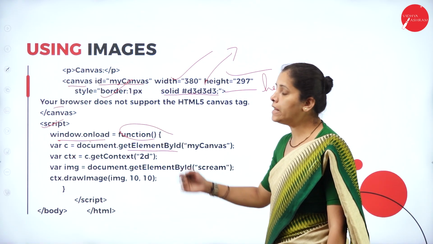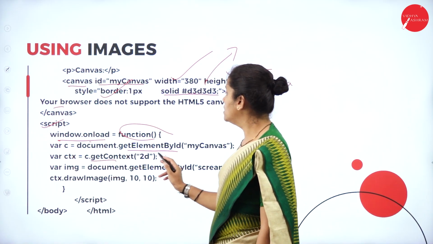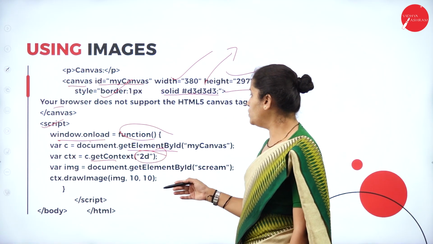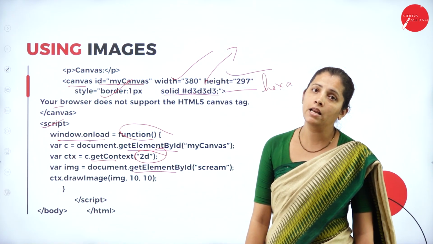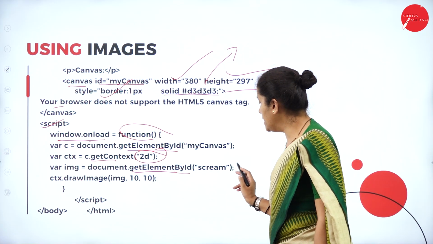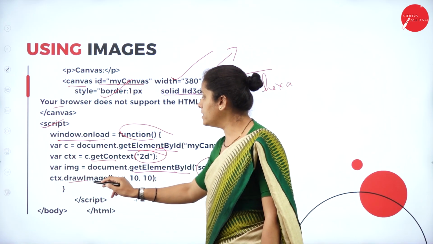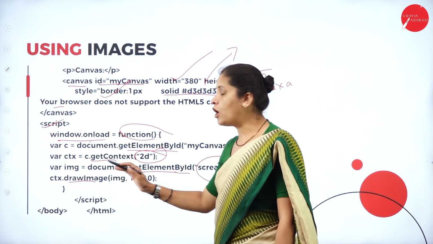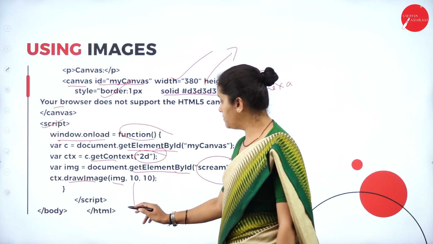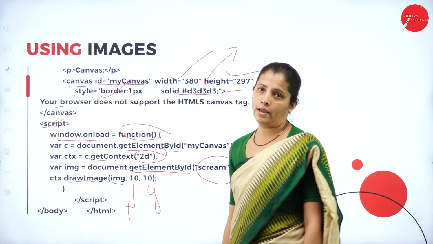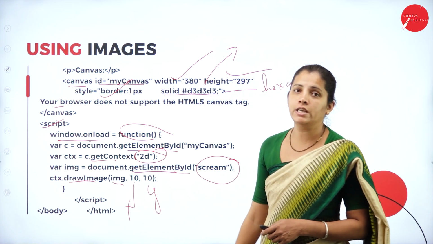If I want to create any rendering, then I'll use getContext, and it is 2D. If I want to get the image ID, I'll use getElementById and supply the image ID, and I'm going to call drawImage. I'm passing the image, along with the x coordinate and y coordinate, and I'm going to close the script, close the body, and close the HTML tag.